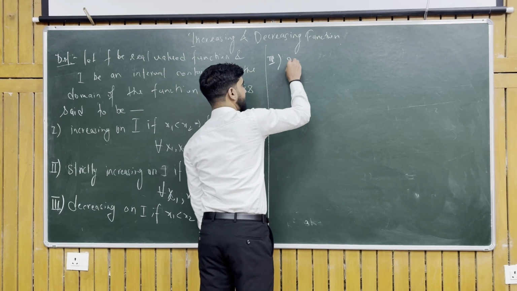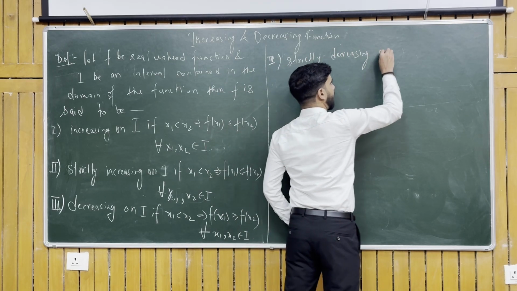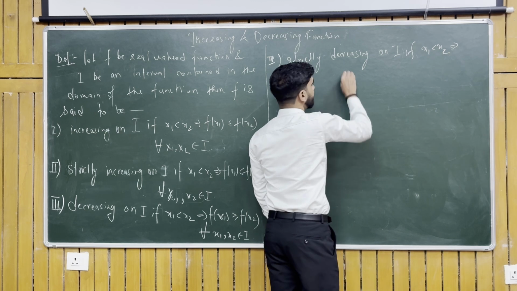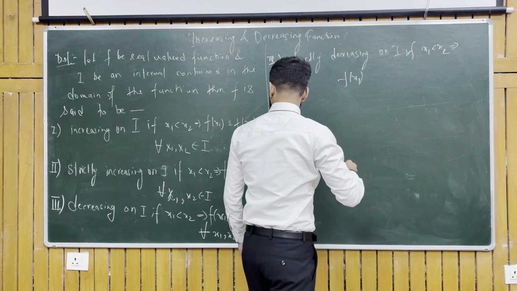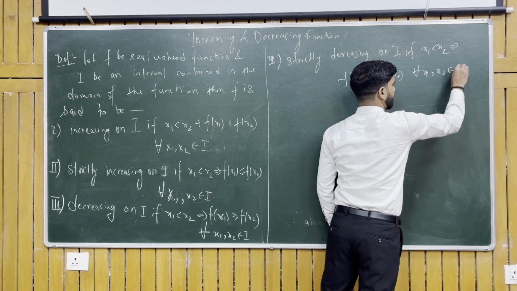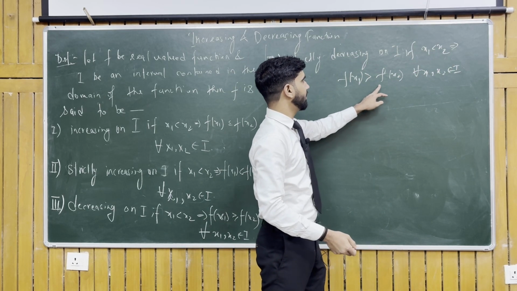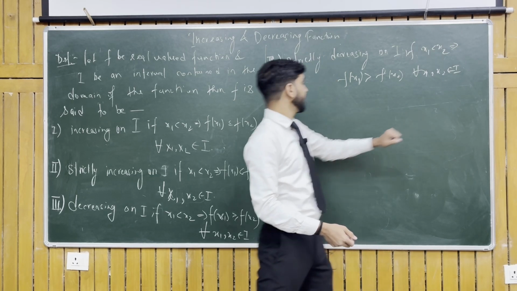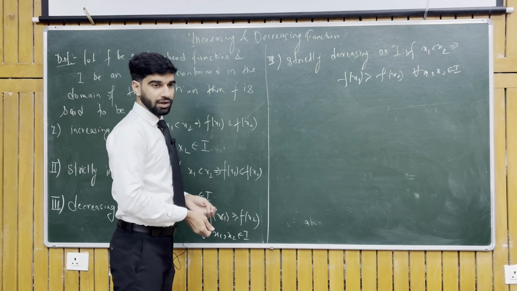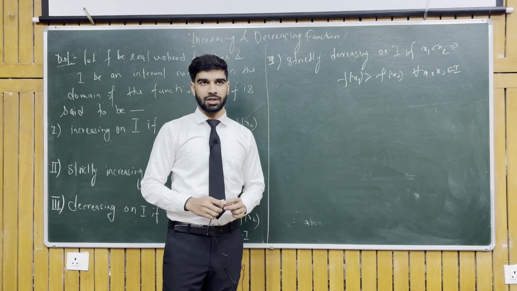So fourth one, f is said to be strictly decreasing on I if x1 less than x2 implies that f at x1 greater than f at x2 for all x1, x2 belongs to the interval I. If x1 less than x2 implies that f at x1 greater than f at x2 for all x1, x2 belongs to the interval I, then we can say that the function f is strictly decreasing on the interval I. So as we have seen four definitions: increasing function, strictly increasing, decreasing function and strictly decreasing function.